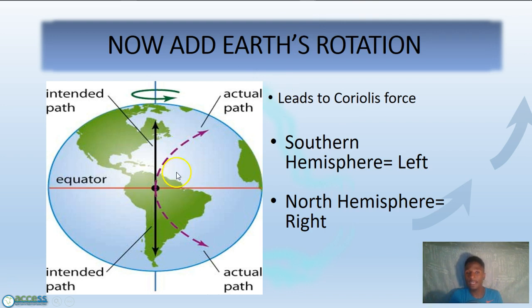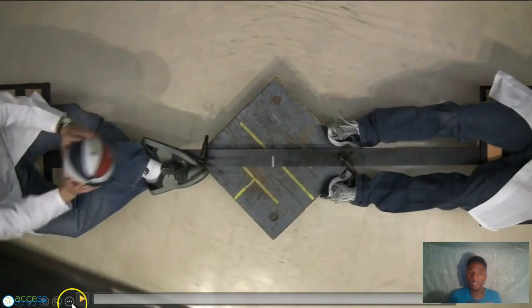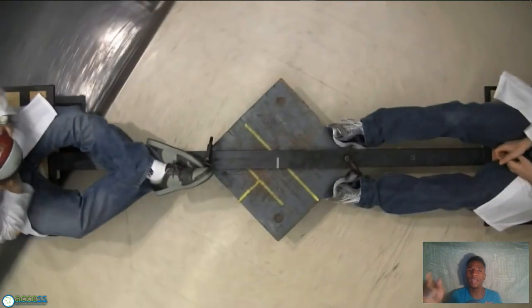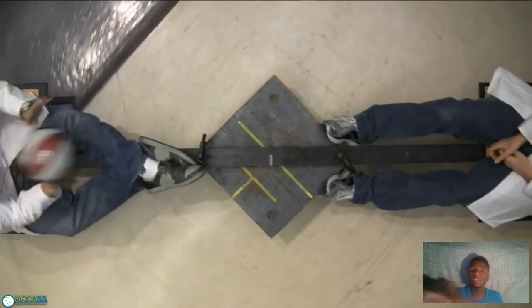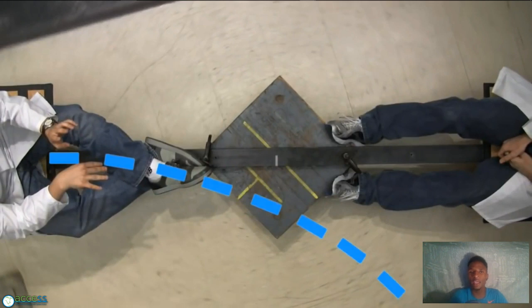Due to the Earth's rotation, in the southern hemisphere the air is deflected to the left, and in the northern hemisphere the air is deflected to the right. In order to explain this in a more complex manner, we're going to use this demonstration. As you can see, there are two people. The first one wants to throw the ball to another person. Because this swing is rotating, the expected path curls, or curves. So this is acting like a Coriolis force on the Earth's surface.